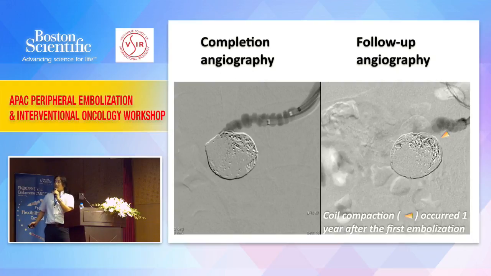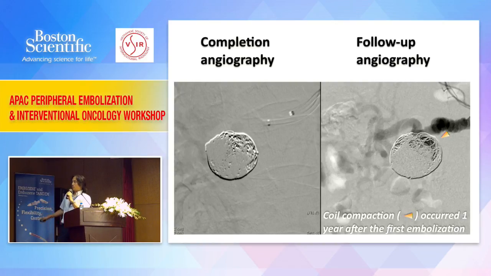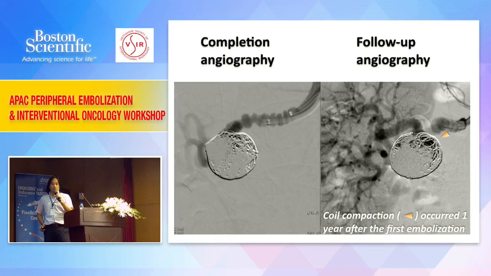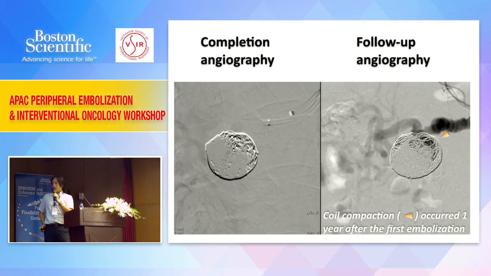This is the completion angiography in the first session. In the first session, I treated using 1 microballoon and 2 microcatheters. However, you can see that around here, the coil mass is not so dense. So this is a follow-up angiography. You can see the coil compaction. Here is the space. So I performed the second session.